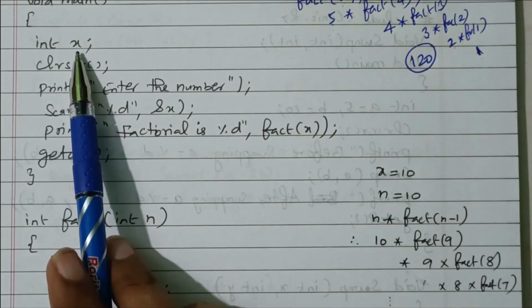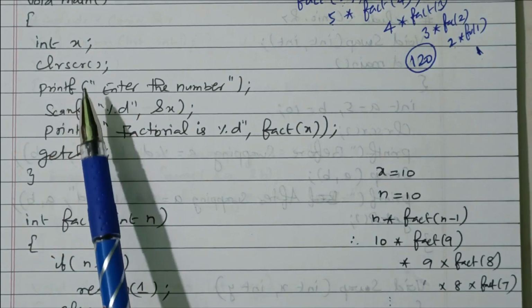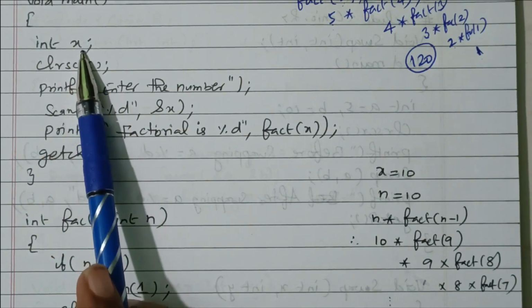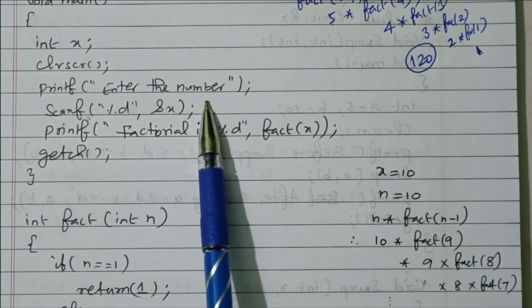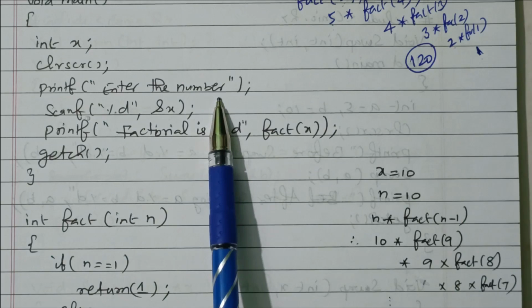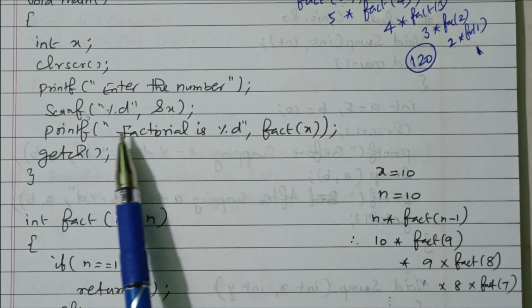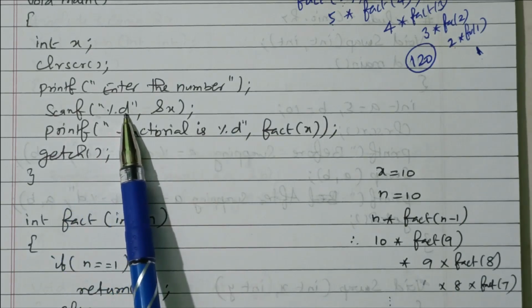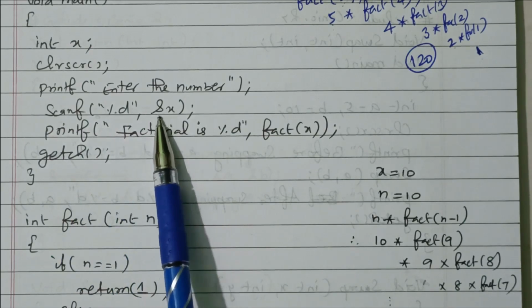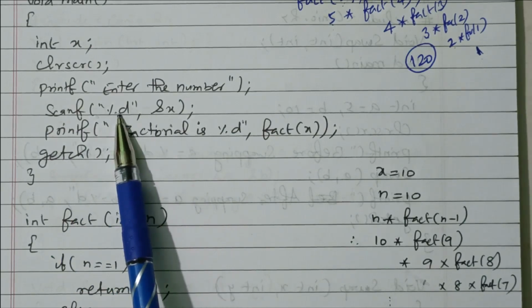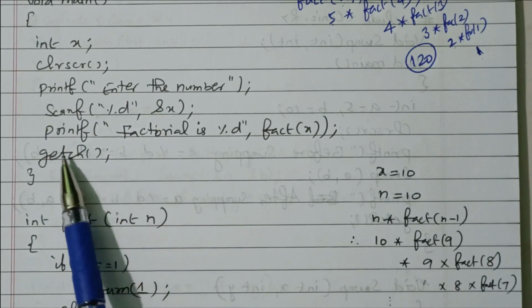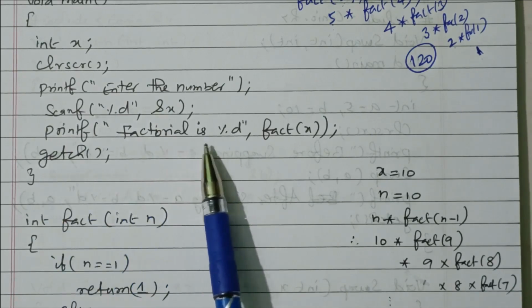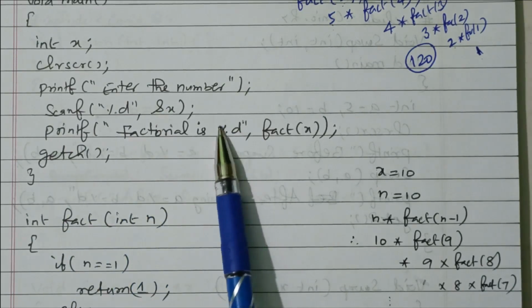We declare only one variable, integer x. For integer x we need the factorial. After clear screen, printf, enter the number. We ask the user to enter the number for which we need to find the factorial. Scanf %d and address of x. %d indicates the integer type. So the user will enter the number, and that will be stored at the address of x.